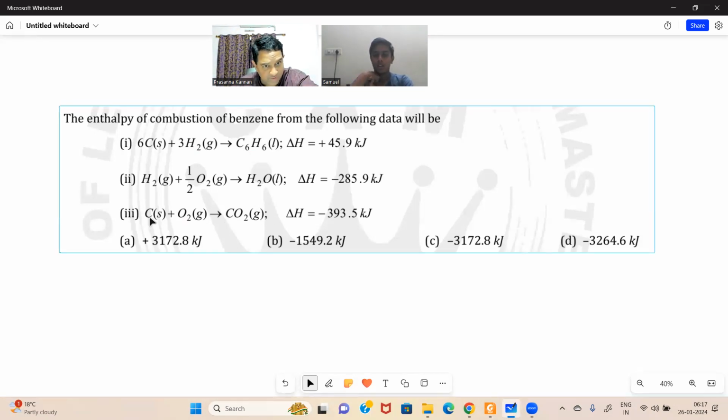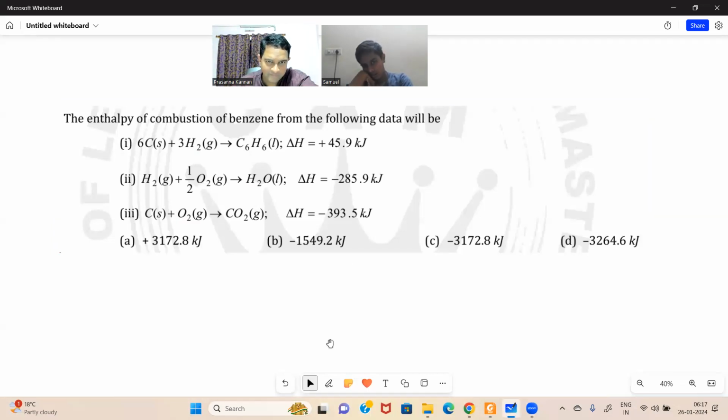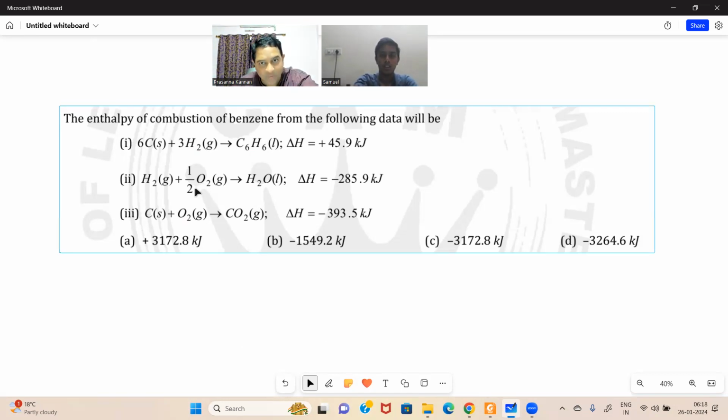Is there any other way you can define the third equation? Enthalpy of formation of carbon dioxide is correct, but is there any other way to call it? Enthalpy of combustion. Enthalpy of combustion of what? Of carbon dioxide. Not carbon dioxide. You're not burning oxygen, man. You're burning carbon in oxygen, correct?